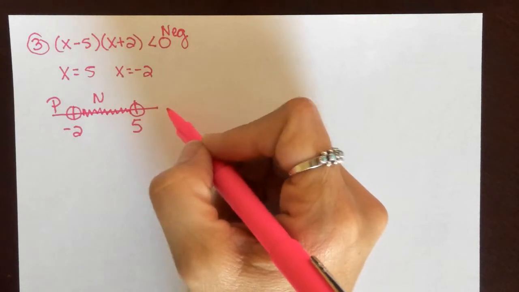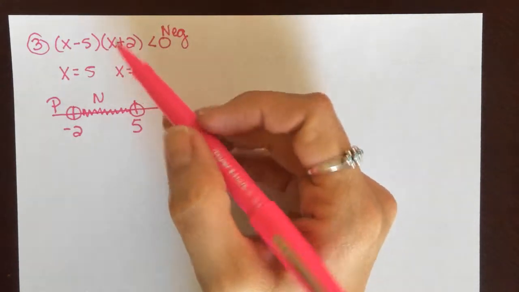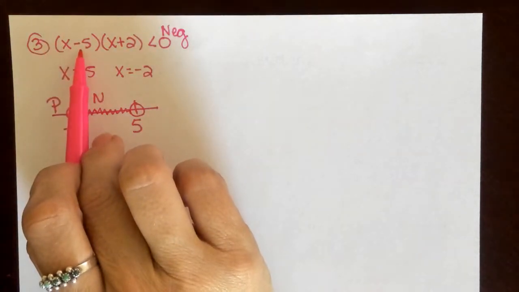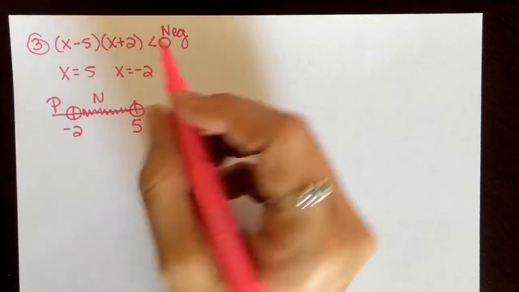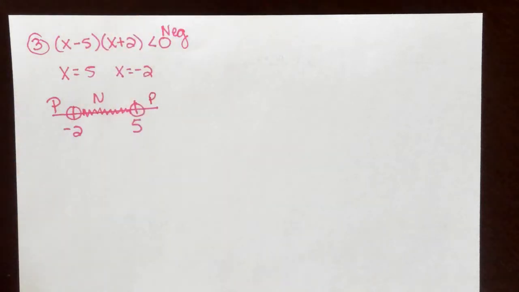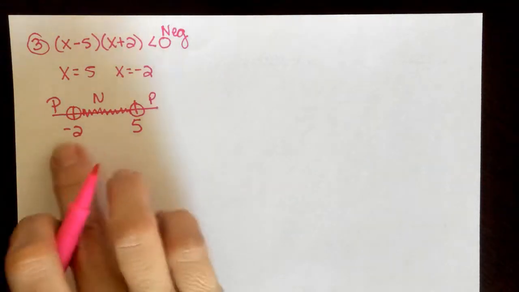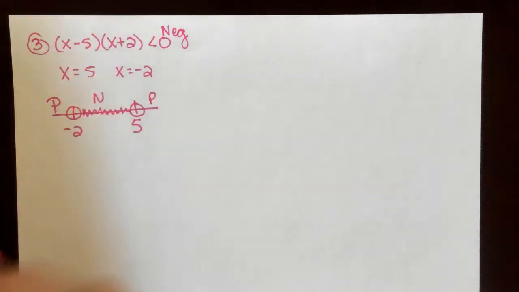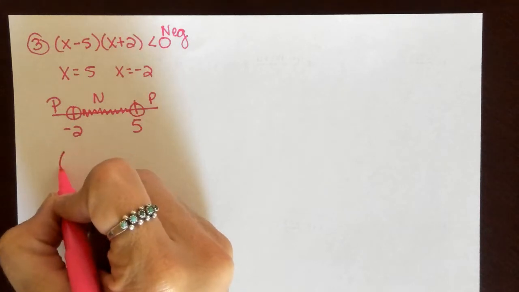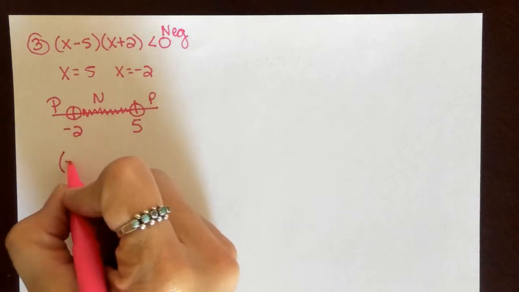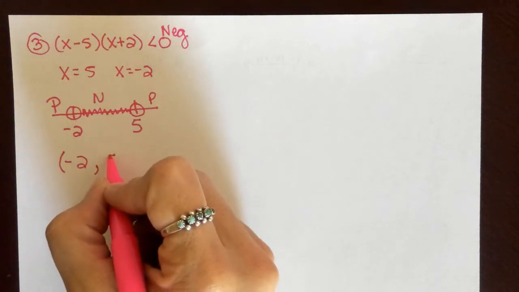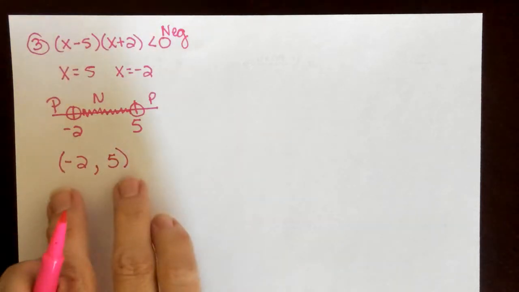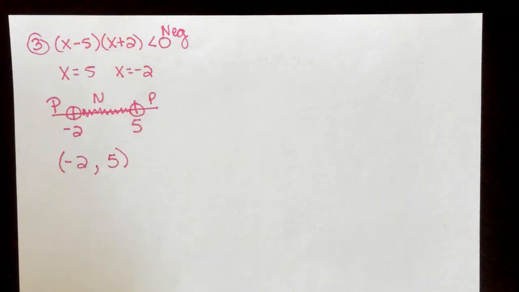Now I have to try to the right of 5. So I'm going to plug in 6. 6 minus 5 is 1. 6 plus 2 is 8. 1 times 8 is a positive 8, so I do not want that section. So the part of the number line that makes this statement true is the interval, with parentheses because it's an open circle, from x equals negative 2 all the way to x equals 5. Again, parentheses, because they're open circles.